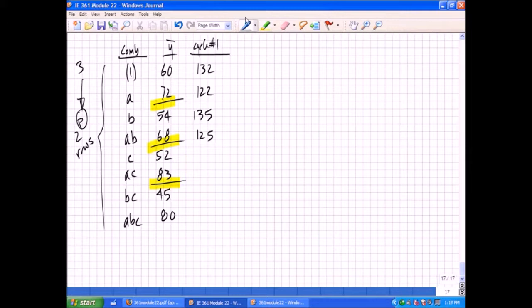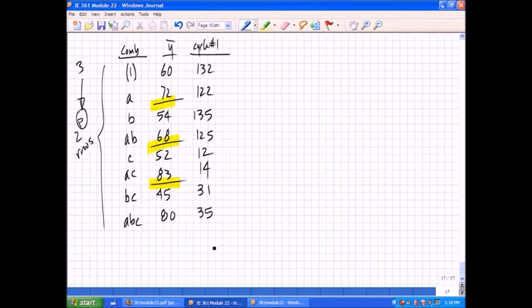And next thing I do is make subtractions in pairs, and the only thing that's at all difficult about this is to remember to subtract the top one from the bottom one. So take 60 away from 72 and you get 12. 68 minus 54 is 14. 83 minus 52 is 31. And 80 minus 45 is 35. And that finishes the first cycle of the Yates algorithm.